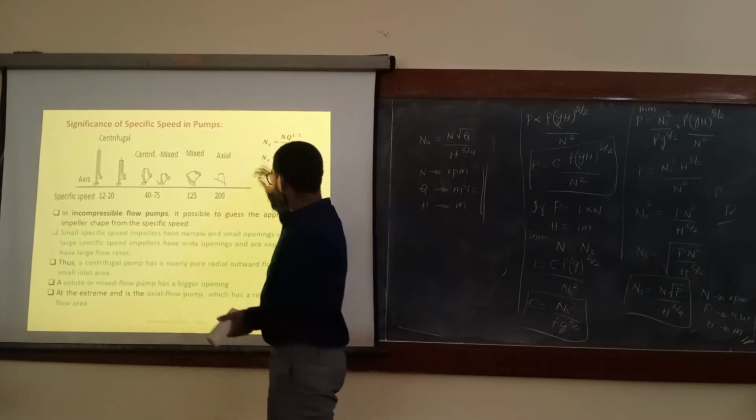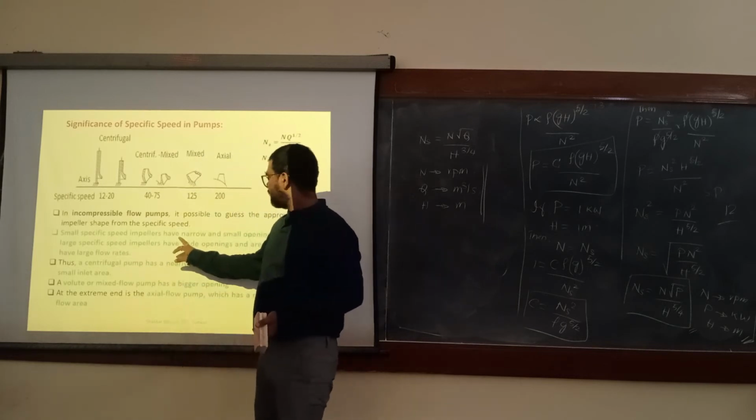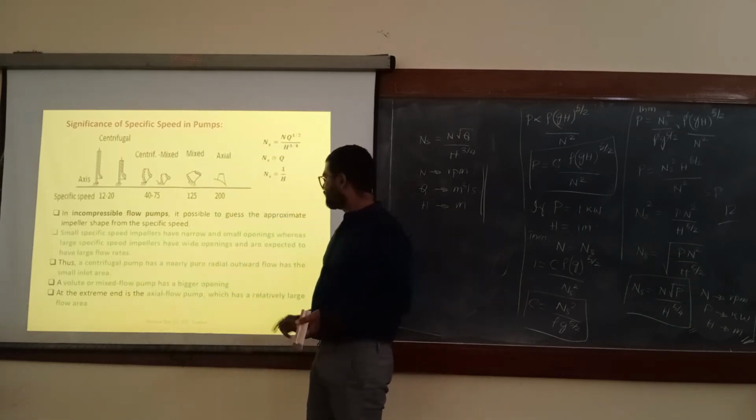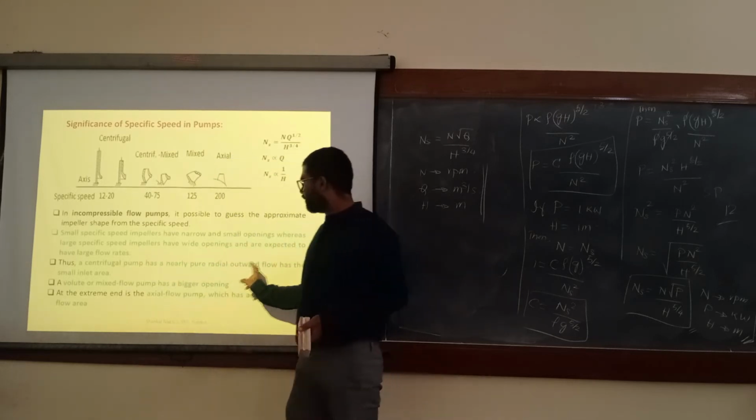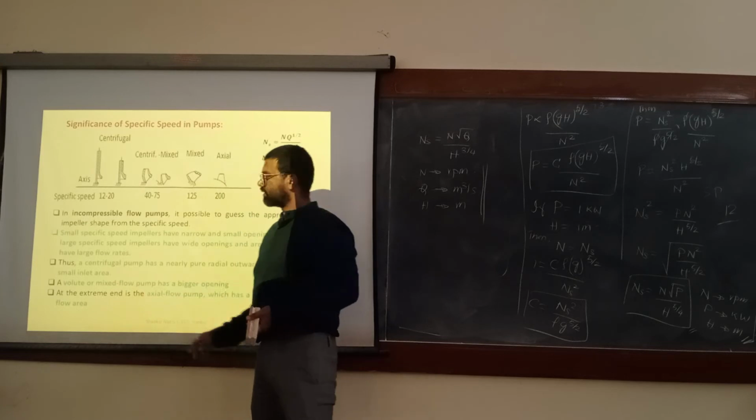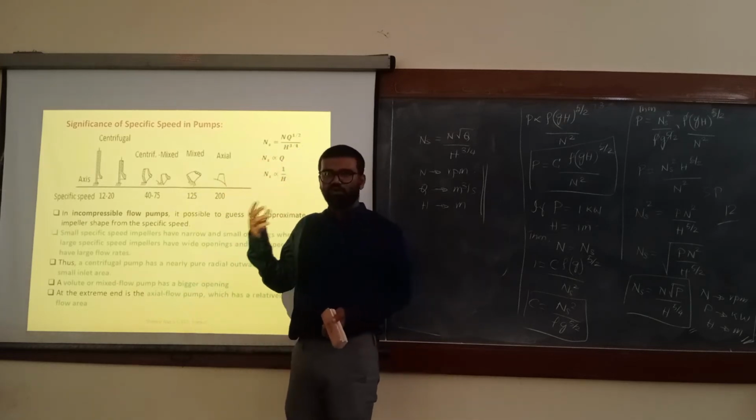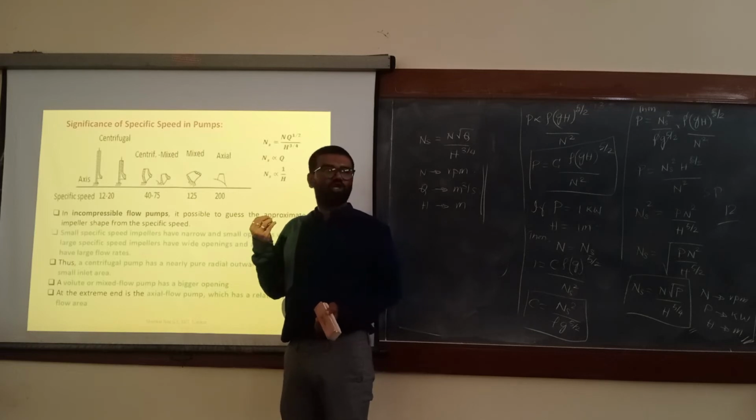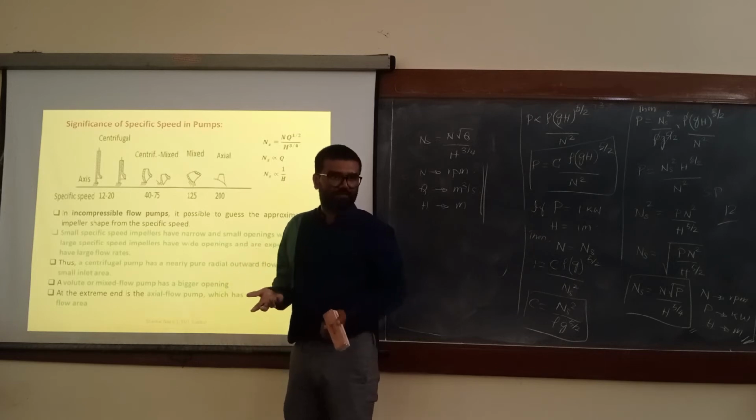From this equation we came to know that small specific speed impellers will have narrow and small openings, whereas large specific speed impellers have wide openings and are expected to have large flow rates. You can check it here. That means when we have a low discharge, the impeller will have narrow openings, and when we get a large discharge, the impeller inlet will have a wide opening.